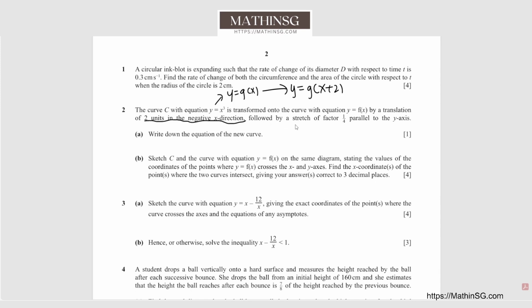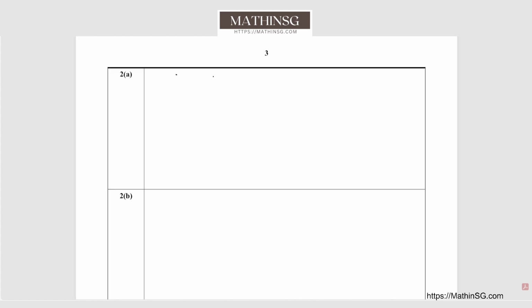Next, you have a stretch with scale factor 1/4 parallel to the y-axis. So after this stretch, it will give us 1/4 g(x plus 2). Since g(x) is x cubed, the new equation is y equals 1/4 (x plus 2) cubed. Let's write in the answer here. Don't need any working because they ask you to write down, so just write down.